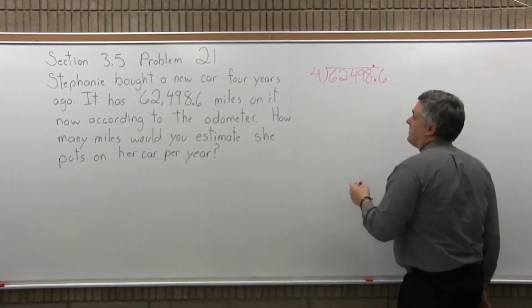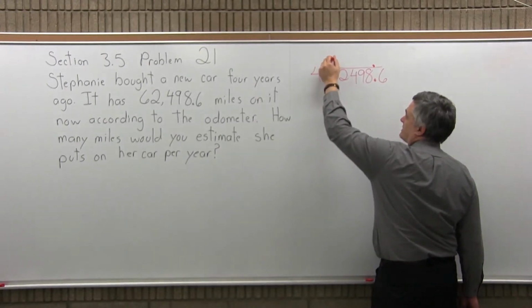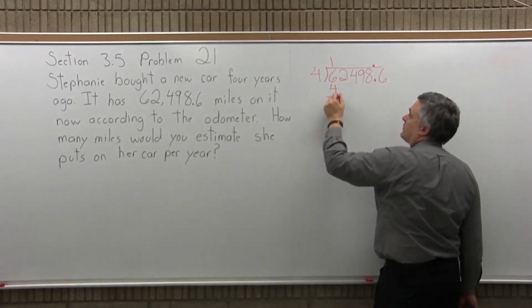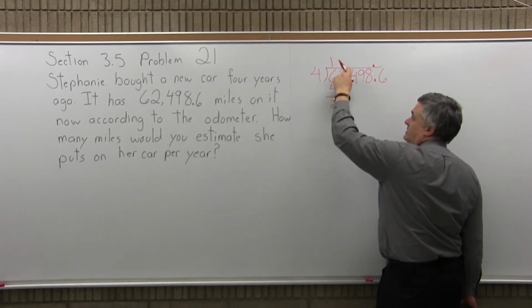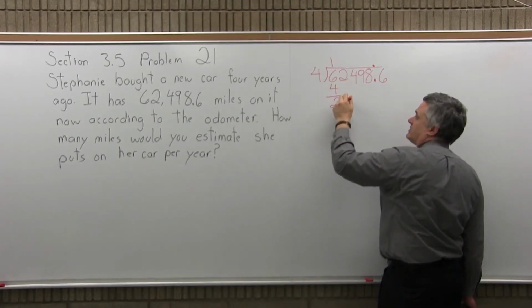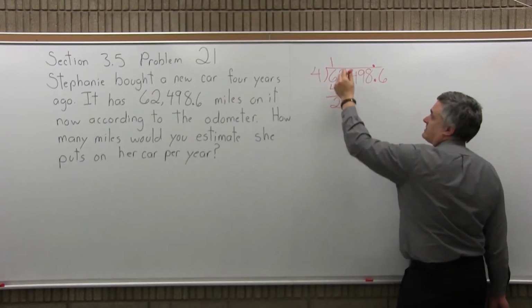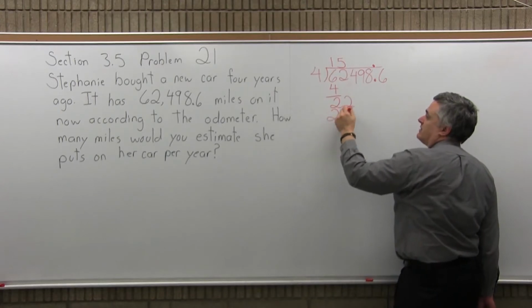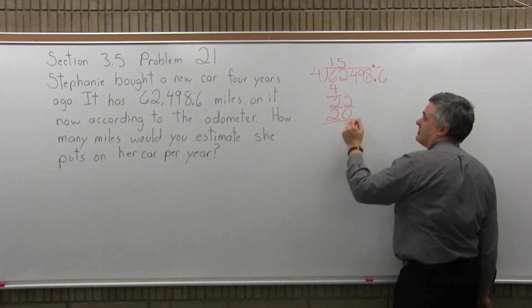Start dividing. 4 divides into 6. It will fit. It goes in once. 1 times 4 is 4. 6 minus 4 is 2. So now go up to the top, find the next digit over to the right, and bring it straight down. So it's a 2. It comes straight down next to the other 2. I have 22. 4 divides into 22 5 times. 5 times 4 is 20. Now subtract: 22 minus 20 is 2.